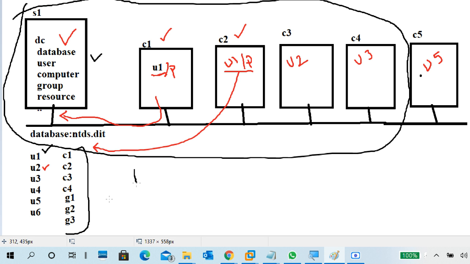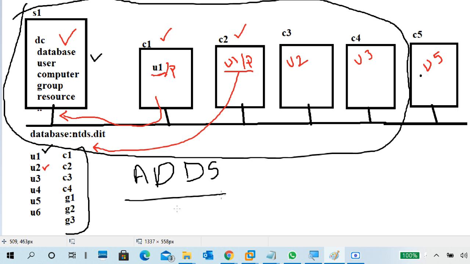To do this in Microsoft Windows, we use Active Directory. Earlier there was a different name. From 2003 onwards, we call it Active Directory. From 2008 onwards, we call it Active Directory Domain Services. Up to 2003, this database and authentication service was called Active Directory. From 2008 onwards, because other Active Directory services also came up, we call it Active Directory Domain Services.